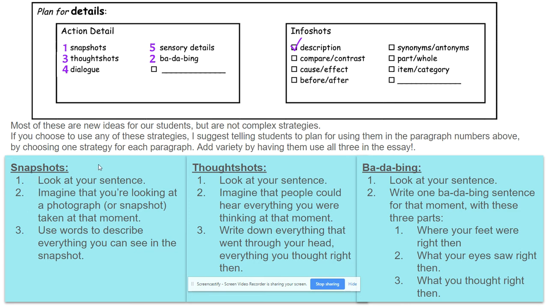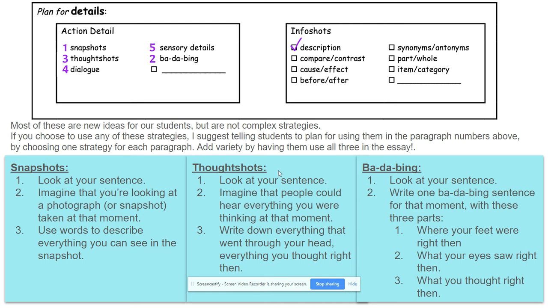The first step in the snapshot technique is to look at your sentence and imagine that you're looking at a photograph or a snapshot. Use words to describe everything you can see in the snapshot or in the photo. By using descriptive language, you can develop your narrative paragraph from your kernel.